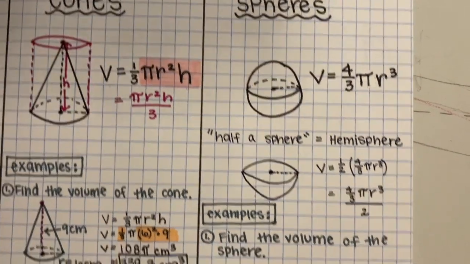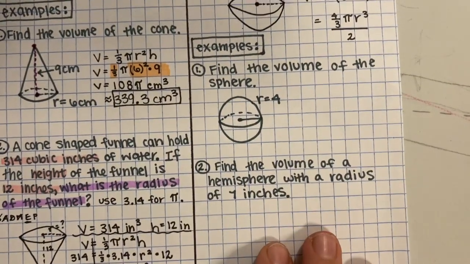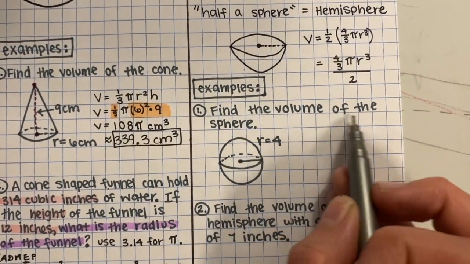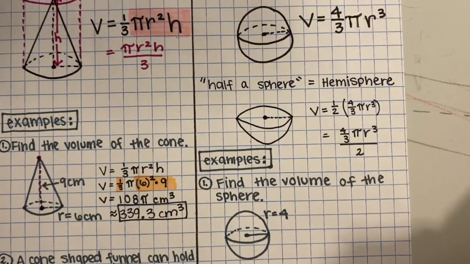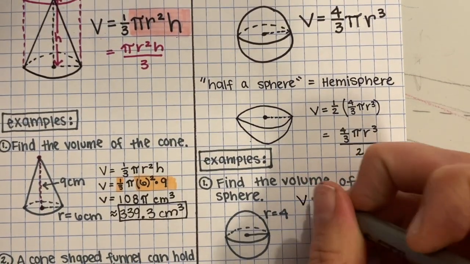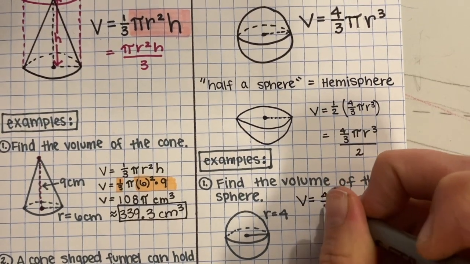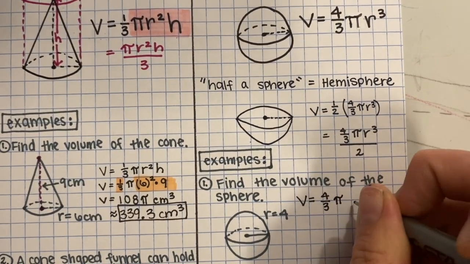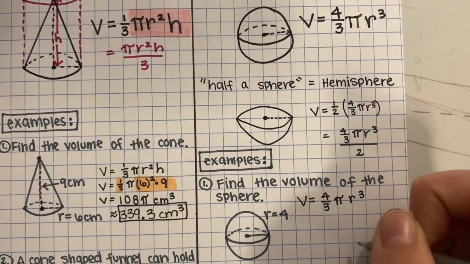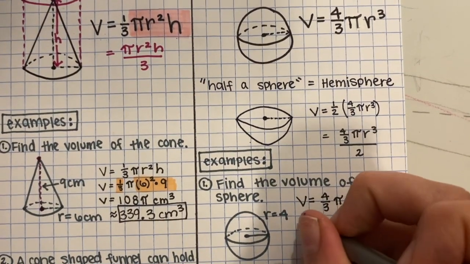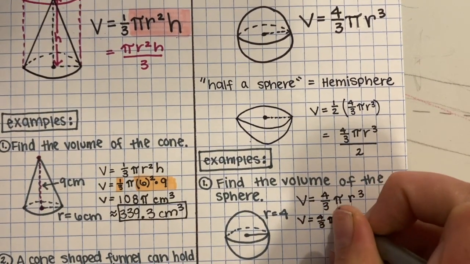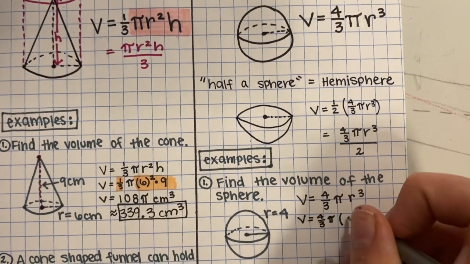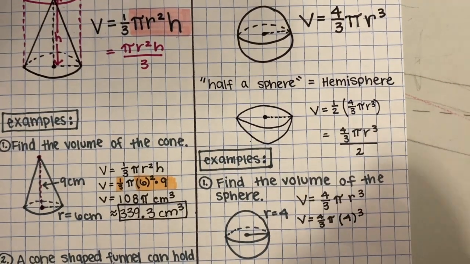So let's just look at an example. This says find the volume of the sphere. It gives me my radius, which is 4. That's all I need to know. I have my formula, which is volume equals 4/3 pi r cubed. They gave me my radius is 4. So volume is going to be 4/3 pi. I'm going to plug in 4 for my radius cubed.